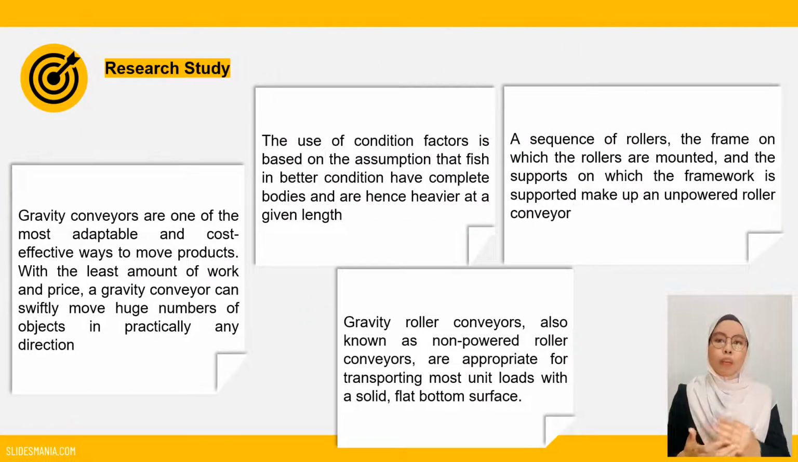Gravity conveyors are one of the most adaptable and cost-effective ways to move product with the least amount of work and price. A gravity conveyor can swiftly move huge numbers of objects in practically any direction. The use of condition factor is based on the assumption that fish in better condition have fuller bodies and are hence heavier at a given length.